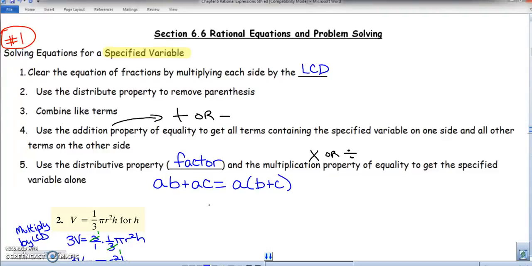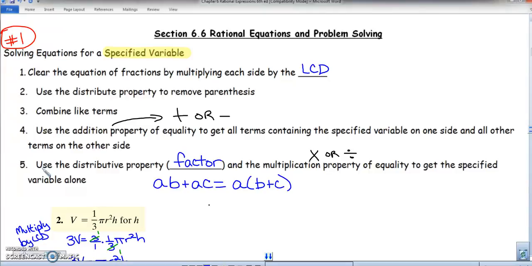Let's take a look at section 6.6, Rational Equations and Problem Solving. We begin this lesson by first learning how to solve equations for a specified variable. So we're going to be dealing with things like formulas that they're asking us to rearrange to solve for a particular letter. This becomes very helpful at times when we are solving word problems.